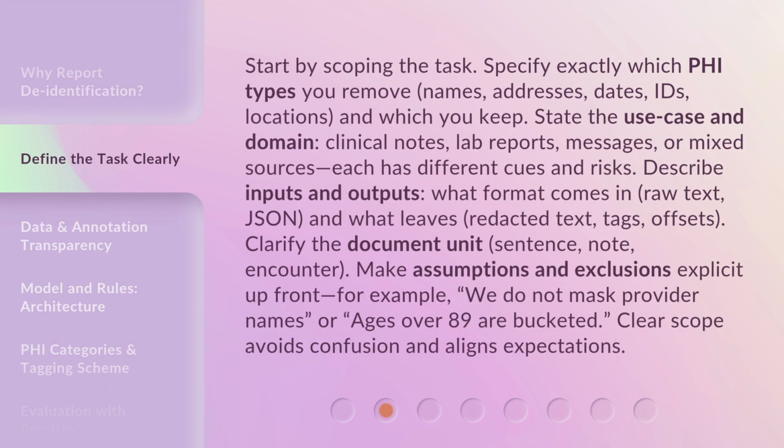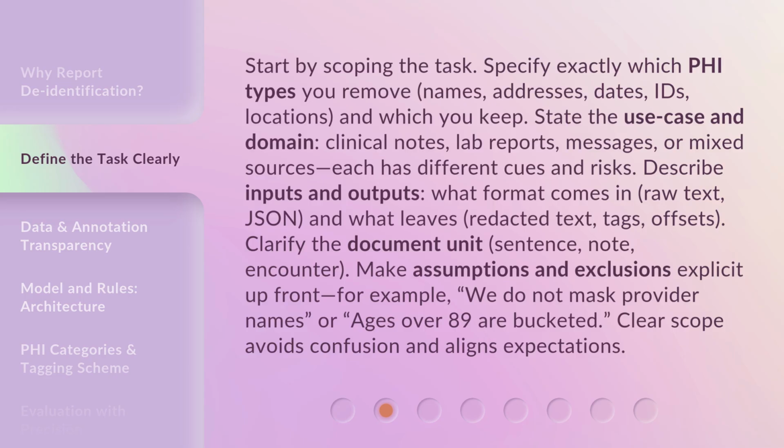Start by scoping the task. Specify exactly which PHI types you remove: names, addresses, dates, IDs, locations, and which you keep. State the use case and domain: clinical notes, lab reports, messages, or mixed sources. Each has different cues and risks.